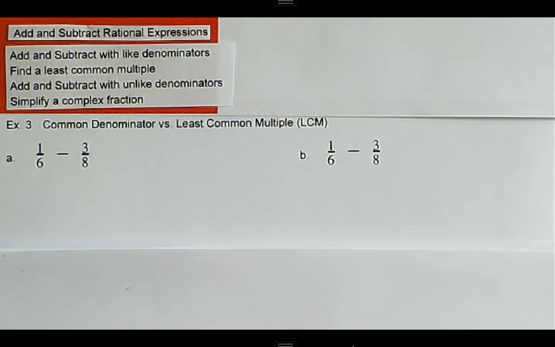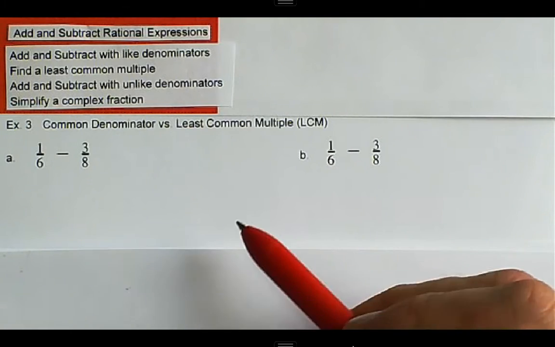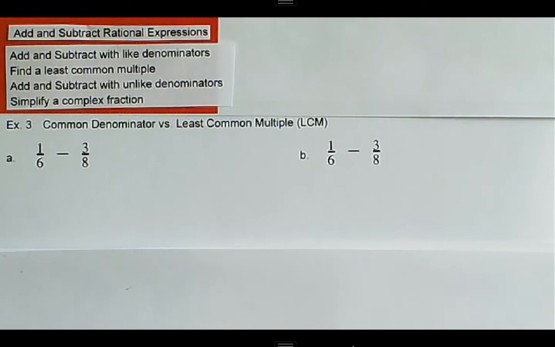We want to add and subtract rational expressions, and in order to do that, we need to be able to find a common denominator. Well, there's a couple different ways to do that. You could get the common denominator, or you could get the least common multiple, LCM. And we'll show two examples. Both of them will work. One will just be a little bit easier, especially when we're dealing with rational expressions.